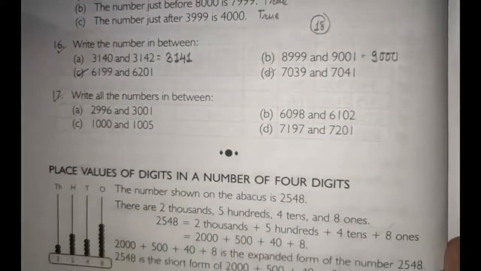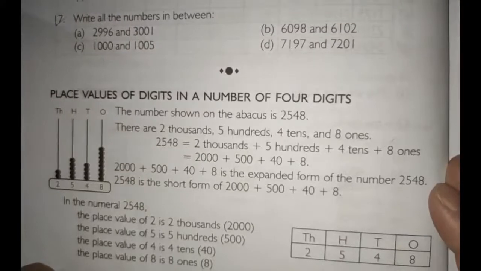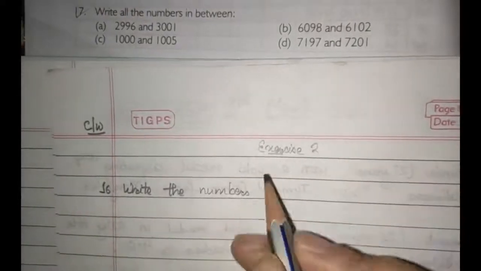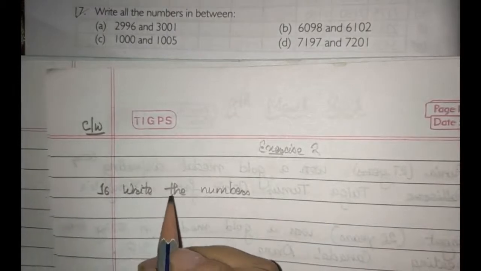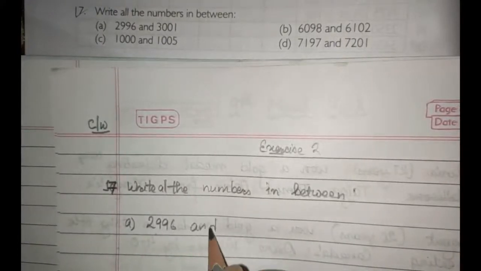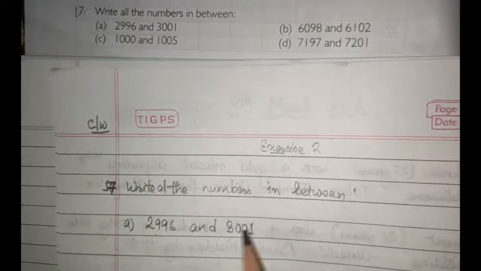Now children, number 17 you have to do in the copy. Write all the numbers in between. For that you will write classwork in your math copy and today's date, exercise 2, number 17. Write all the numbers in between. The first question is A, 2996 and 3001. Yes, so we will write all the numbers that come between 2996 and 3001. So what are the numbers?